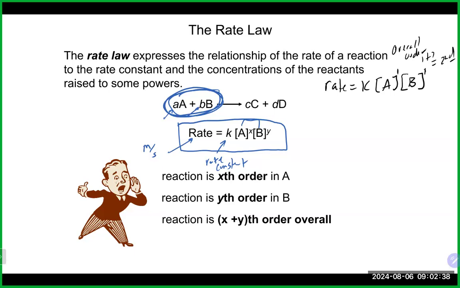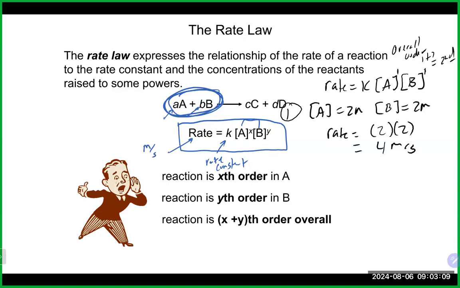So why is this important? Let's say we did this reaction and we started with a concentration of A of 2 molar and a concentration of B of 2 molar. That was our first reaction at those two concentrations. If we put it into this equation, the rate is equal to 2 times 2, which gives us 4 molar per second, for example. I'm not going to worry about the k because it's a constant, so it'll be the same as long as the temperature and all that stays the same.